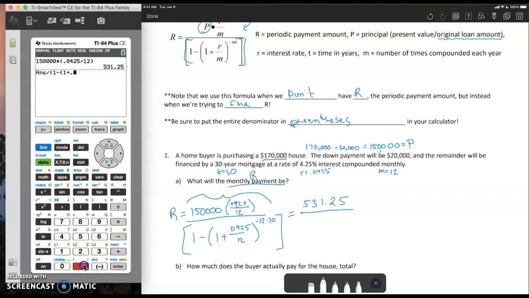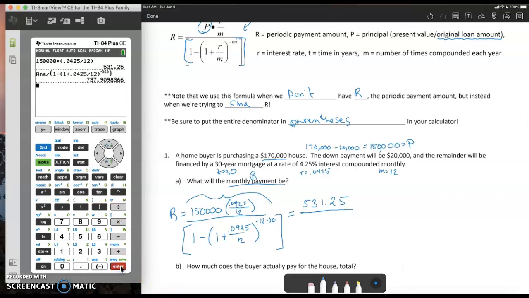1 plus 0.0425 over 12, close up that inner parenthesis, to the, you can either put the negative 12 times 30 power, or I happen to know that that is negative 360, and then come back down and close up that large bracket for the entire denominator.